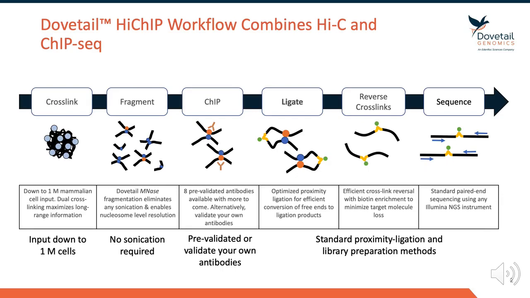To start, we'd like to orient you to the workflow of our HiChIP kit. It starts with cross-linked cells with an input of down to 1 million cells. From there, we fragment the chromatin using MNase, which eliminates any need for sonication and therefore streamlines the workflow quite a bit. After that, we do our immunoprecipitation with either a set of validated antibodies or we provide a protocol for you to validate your own antibody of choice. From there, it follows a very standard proximity ligation method where free ends are ligated, then the crosslinks are reversed, and then we generate a sequence library.